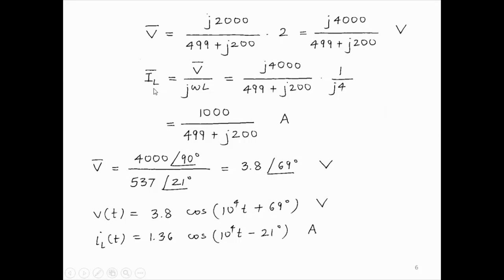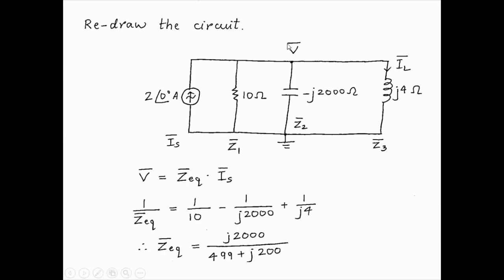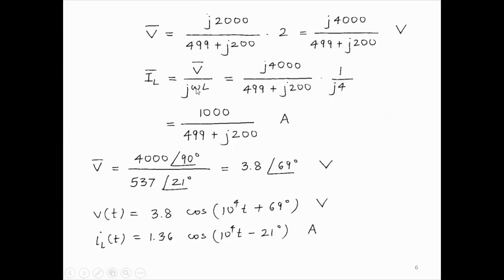And the inductor current we were asked to find. So let's go back. It is the voltage divided by this impedance, which is j omega L, or j4. So V divided by Z3 is IL. You get V divided by j omega L, which is V divided by j4. And that is 1000 by 499 plus j200, and V is this j4000 by 499 plus j200.